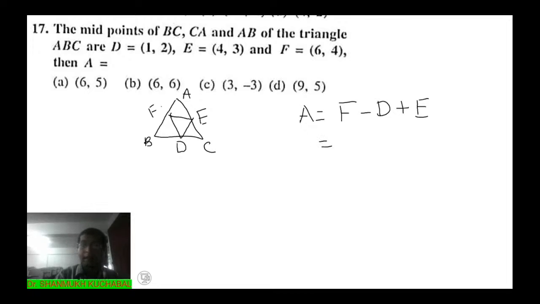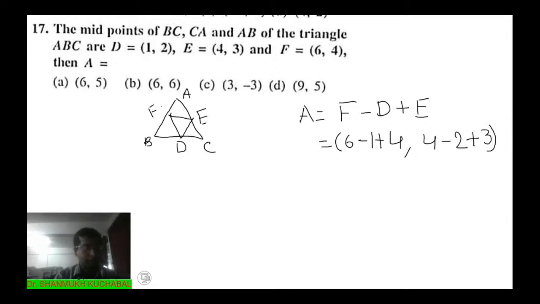Then A we need to calculate. So the F x coordinate, D x coordinate, E x coordinate we have to take. D, E, F are already given in the question. So it is 6 minus 1 plus 4. Further, for F, D, E we take the y coordinates: 4 minus 2 plus 3.